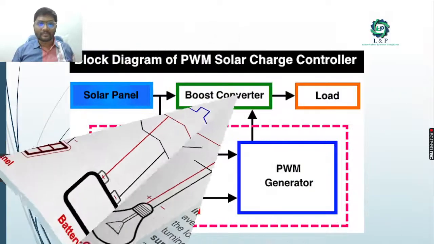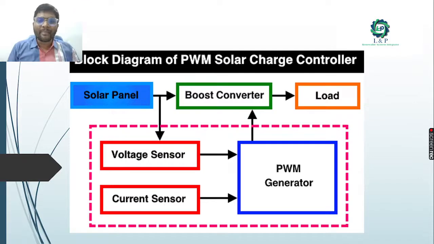This is the block diagram of the pulse width solar charge controller. You have a solar panel. The solar panel output goes to the voltage sensor and the current sensor, and then to a PWM generator. From the generator it goes to the boost converter, and from the boost converter it connects to the terminals, and from there to our loads. This is a simple view of a PWM solar charge controller. It has a voltage sensor and a current sensor inside, a PWM generator inside, and next to it a boost converter.